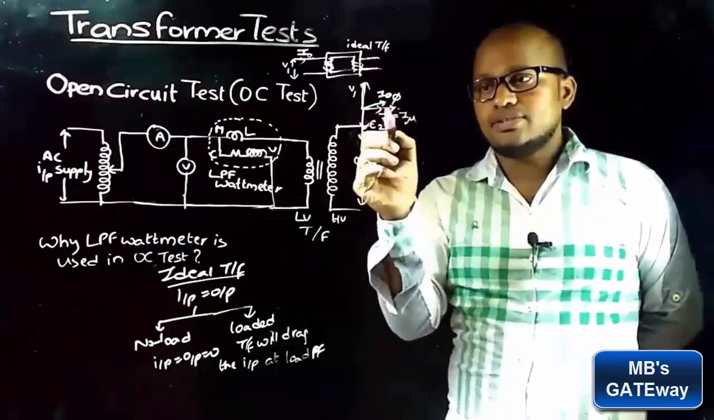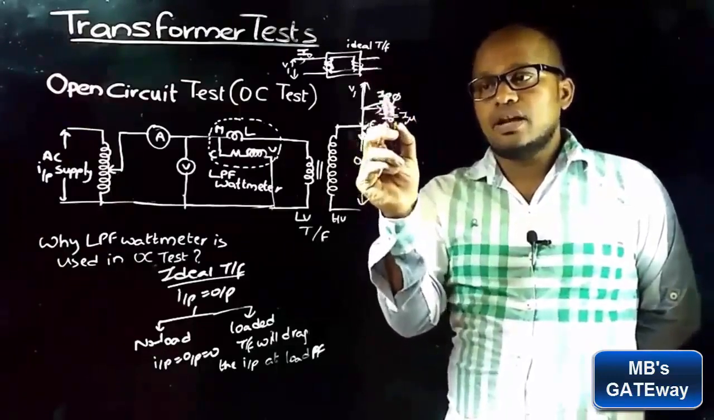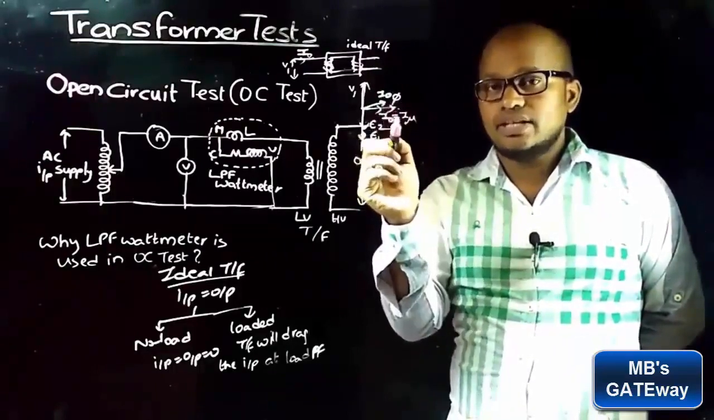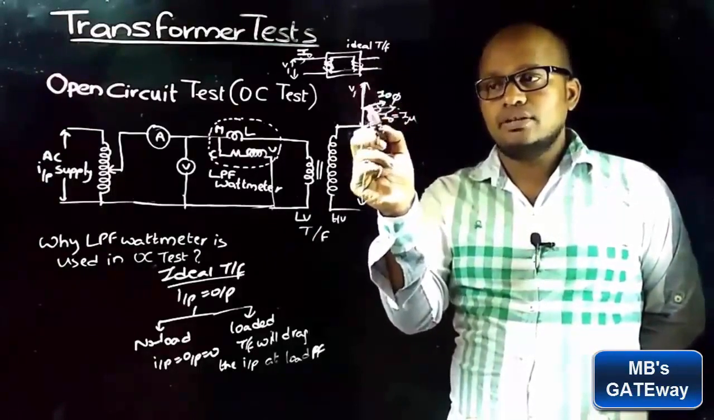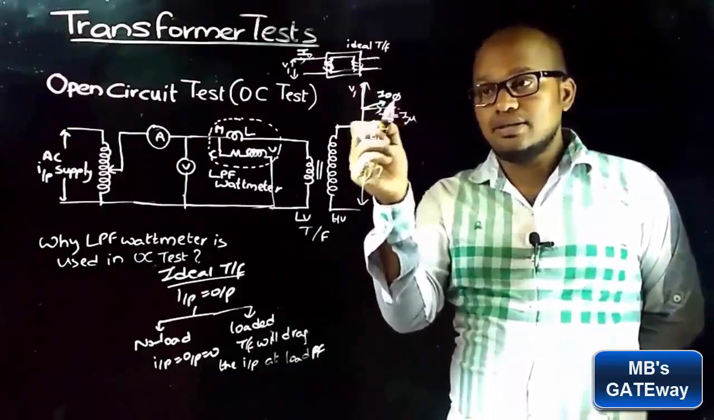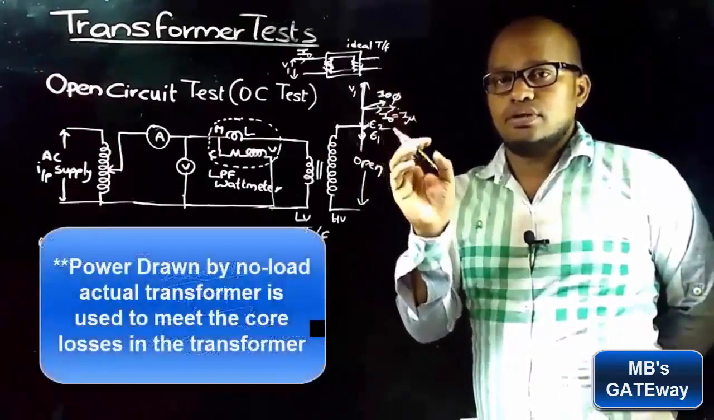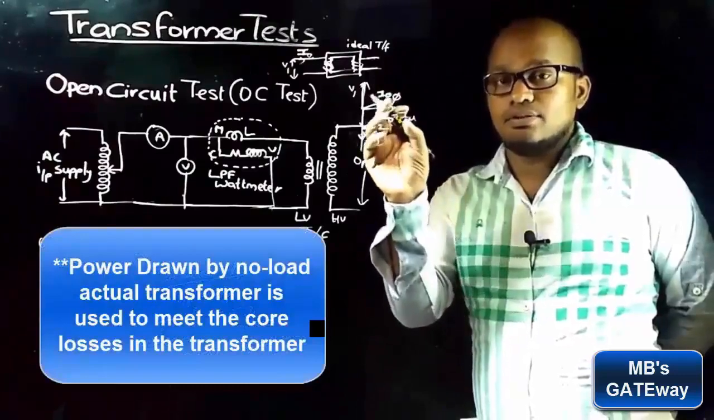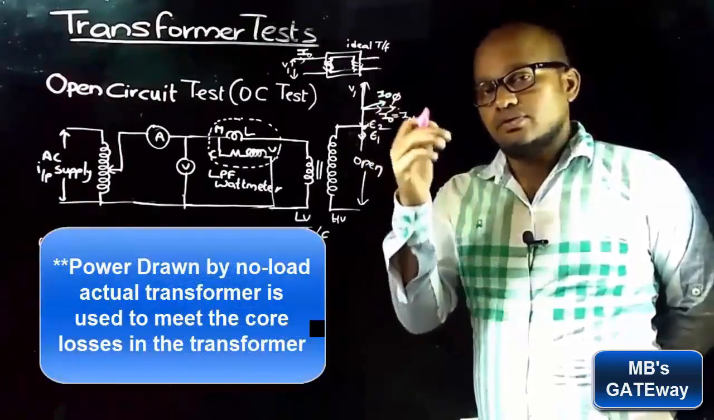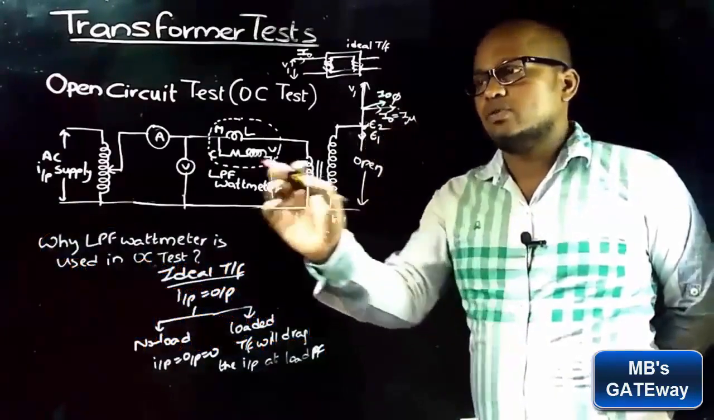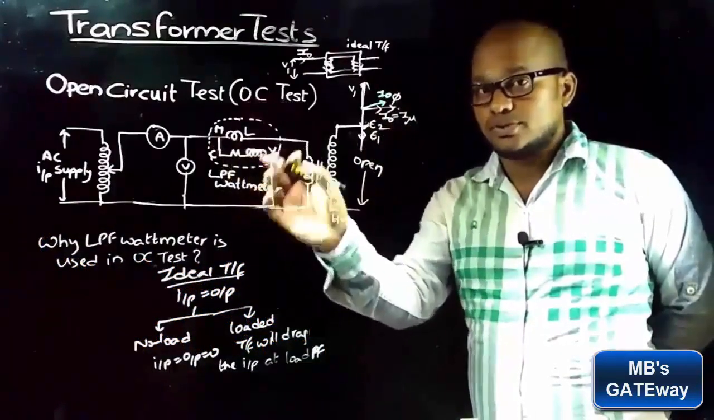Whereas in case of actual transformer, I0 and flux phi will not be in phase. So the phase angle difference between input voltage V1 and input current I0 is less than 90 degrees. That is, in case of no load actual transformer, there is some power intake, whereas in case of ideal transformer, the intake power is 0. And now let's have a look on this open circuit test circuit diagram.